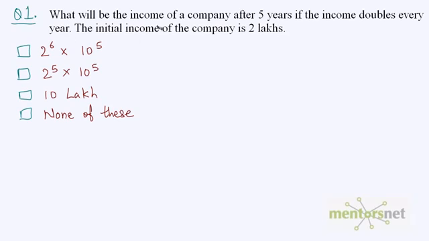What will be the income of a company after 5 years if the income doubles every year and the initial income is given, which is 2 lakhs? So we have been given the initial income of the company, which is 2 lakhs. So initial income is 2 lakhs. 2 lakhs is 2 into 10 raised to power 5 rupees.